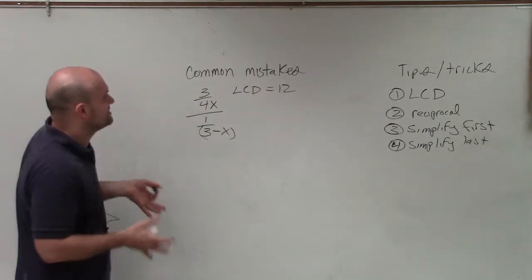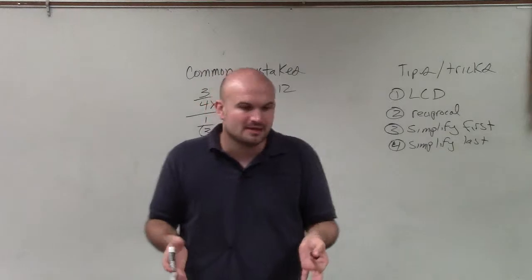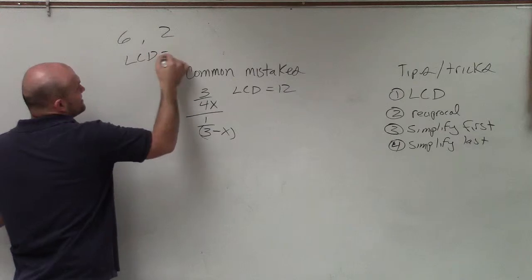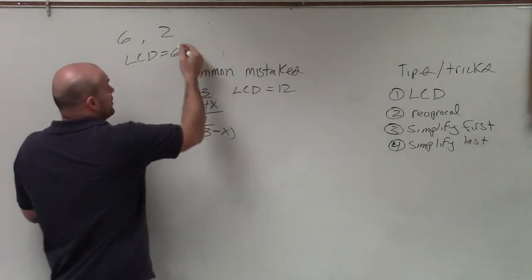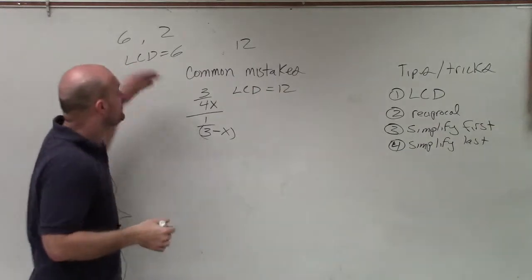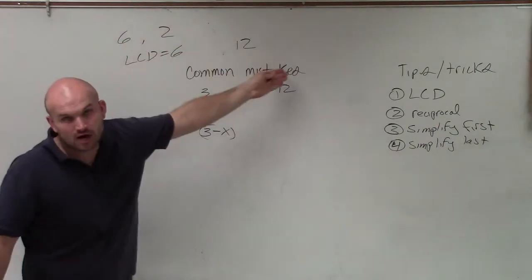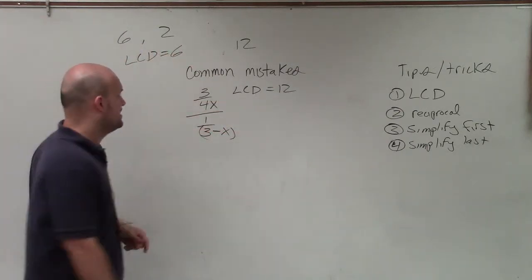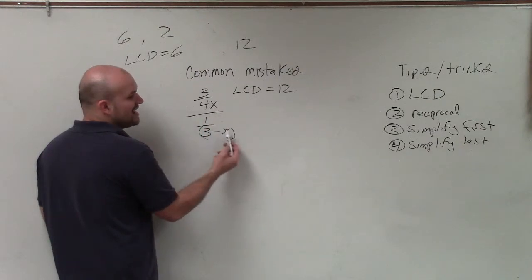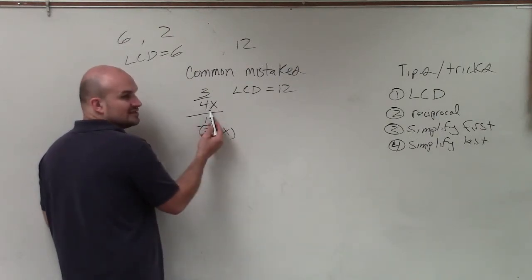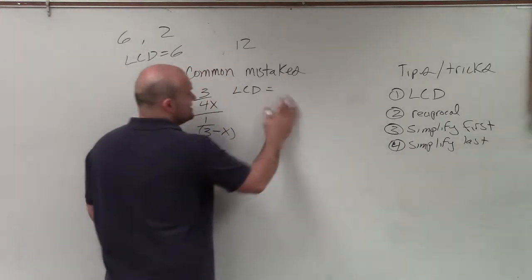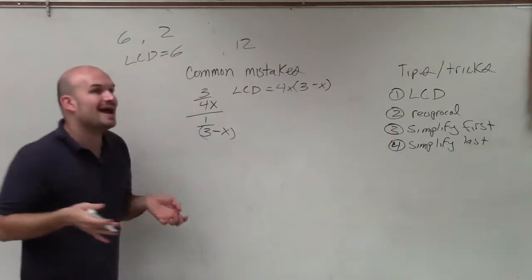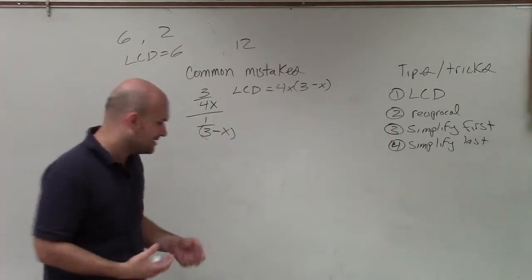Well, looking back at the LCD, if I give you two numbers, 6 and 2, the LCD in this case is going to be 6. However, a common multiple of these two is also 12, and the reason I got 12 is that you can multiply 6 times 2. However, we can reduce the LCD to be 6 because 6 and 2 both divide into 6. However, when you're looking at these two, 4x does not divide into 3 minus x, nor does 3 minus x divide into 4x. So when I'm looking for my LCD, I simply multiply these two terms, and there you go. Now I have the LCD of these two denominators.